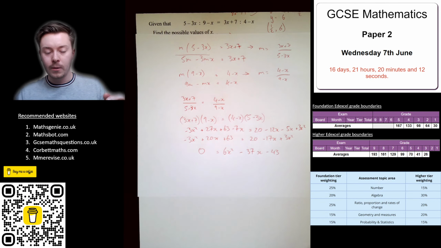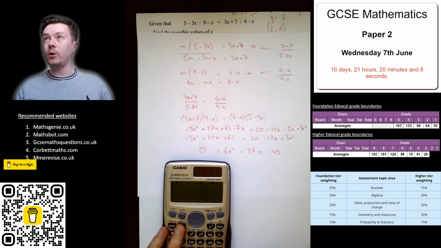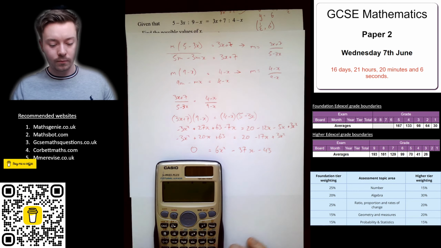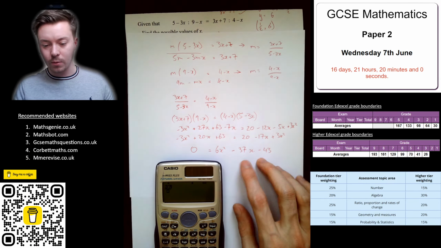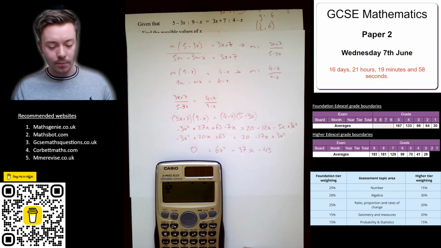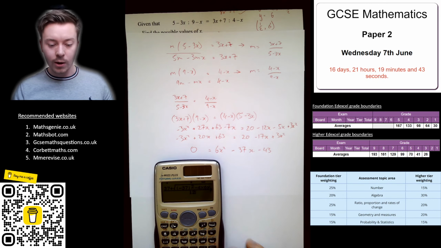Okay, now, then use quadratic formula, so I'm going to do minus b, so fraction button, minus b, so plus 37. I'm going to check this at the end because these numbers seem a bit strange, but we'll see. Plus or minus the square root of b squared, so minus 37, put that in brackets, squared, minus 4 times a times c, which is minus 43, all divided by 2a, so divided by 12.